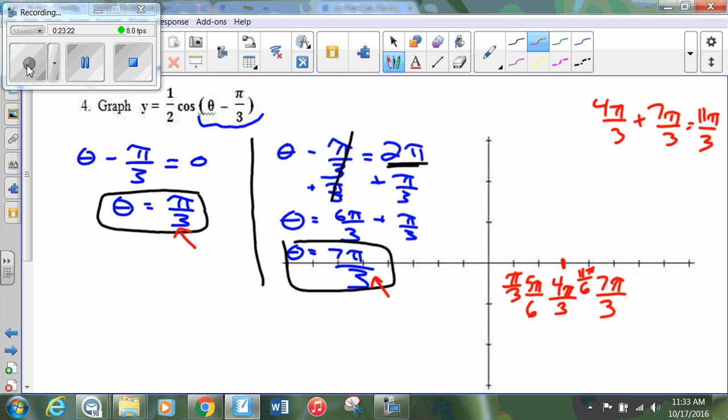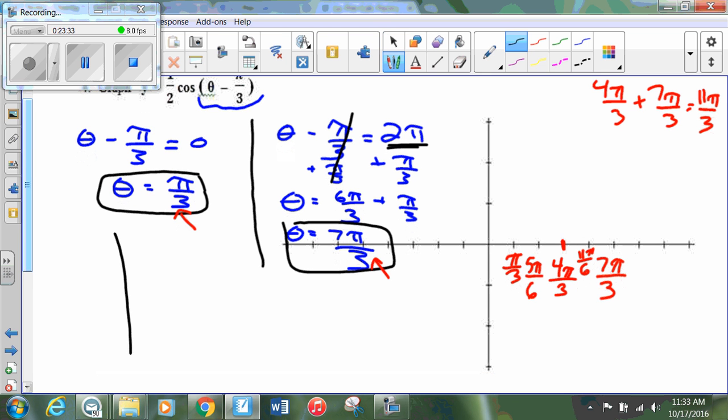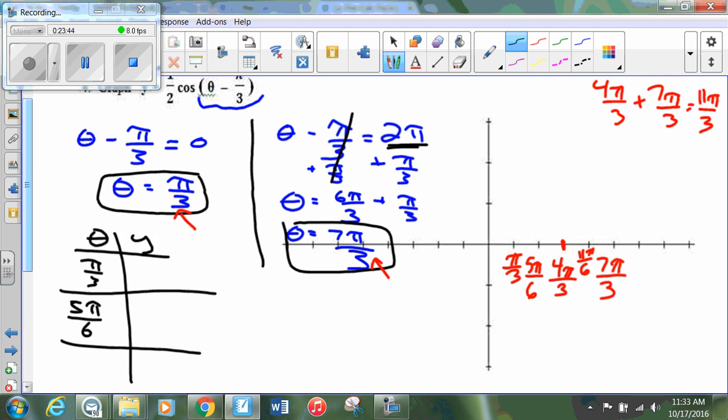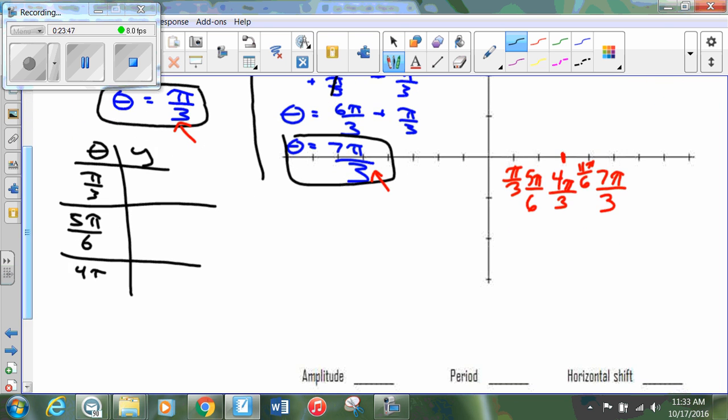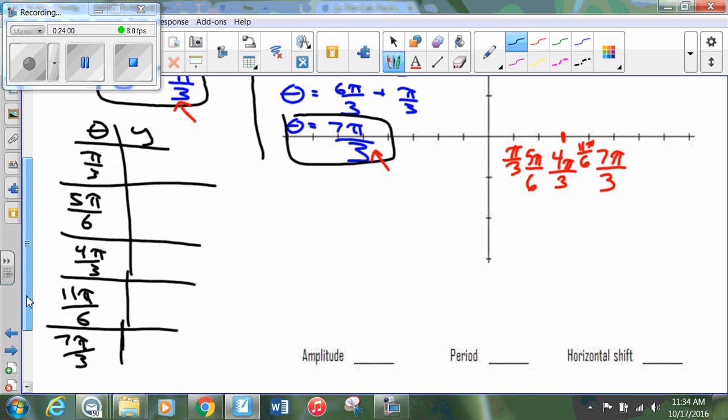So I'm going to set up the table, but then I'm going to show you the shortcut, because we've done one with the long way. I think you guys can handle it. So here we go. Here's the table. We've got our theta, and then what the value of our function is. So we're going to start at pi over 3. Then we'll have 5 pi over 6, 4 pi over 3, 11 pi over 6, and 7 pi over 3. Okay. You guys good with the table?